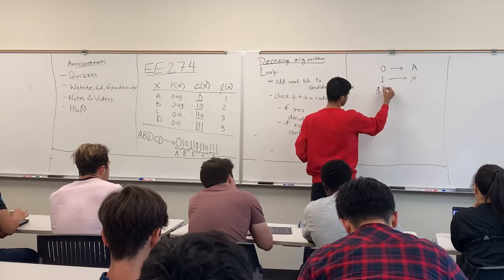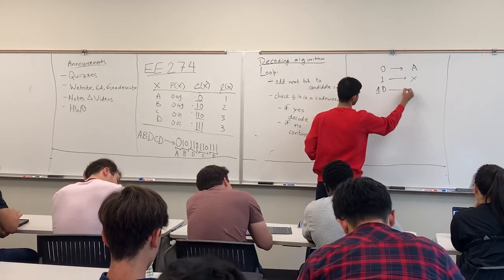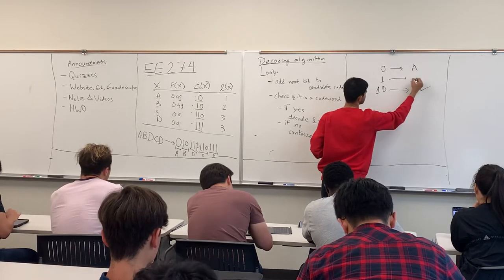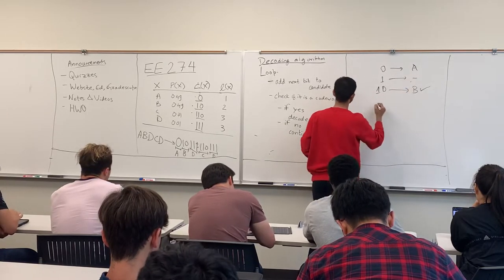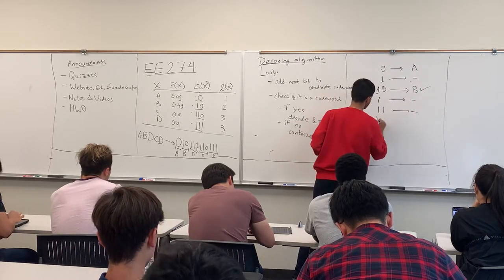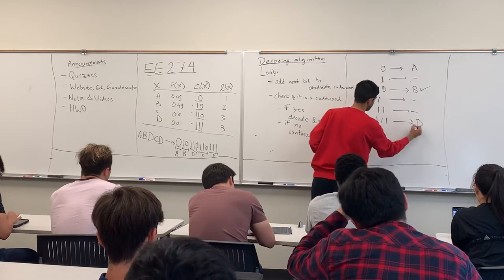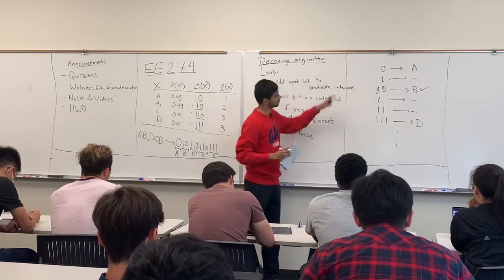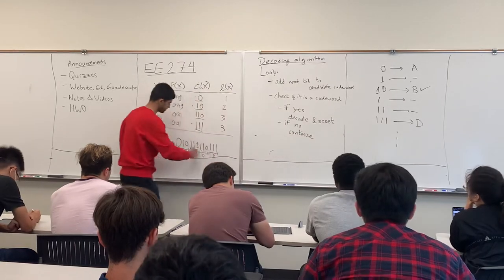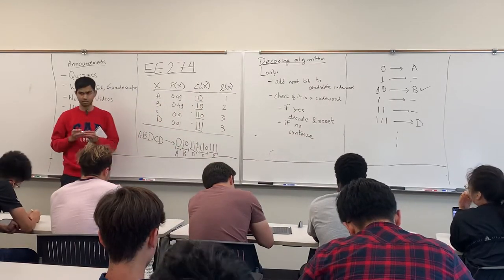Then you get 10. You take one more bit. 10 is a code word B, so you decode. Okay. Then you take 1, not a code word. 11, not a code word. 111. It is a code word D. So very simple algorithm for decoding this thing back to this thing.